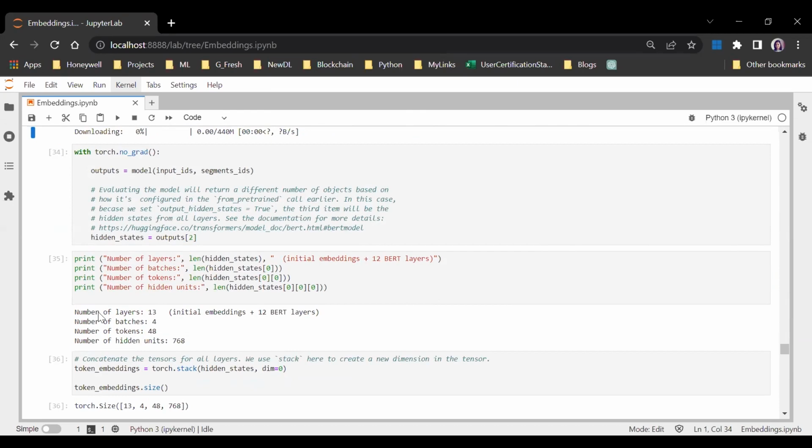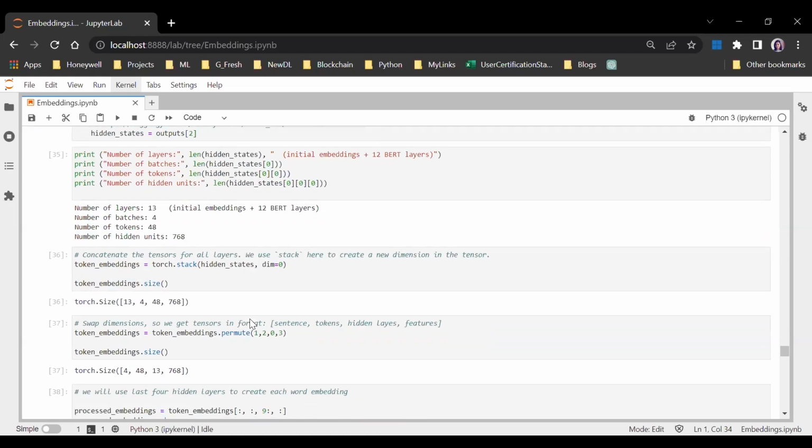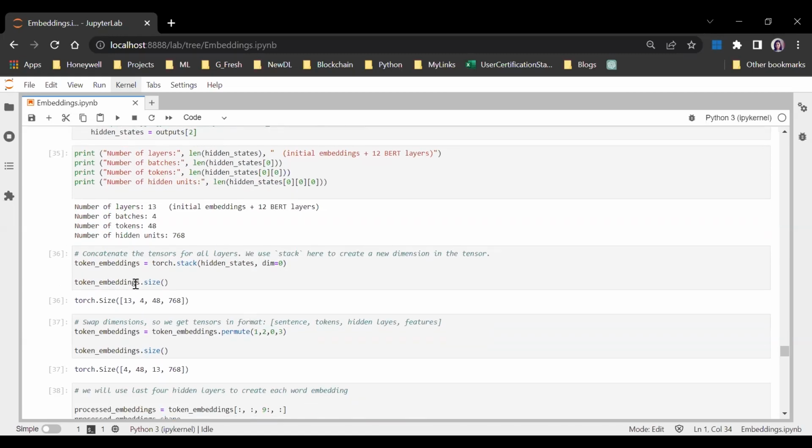In this case, we see that there are 13 layers: the initial embedding layer, the positional encoding layer that we saw, plus there are 12 BERT layers. The number of batches is 4, the number of tokens generated is 48, and the number of hidden units used is 768. Now it prepares the dimension to be something like this. Here we have a description of what each of these numbers represents. 13 indicates the number of layers, 4 indicates the number of batches, and so on.